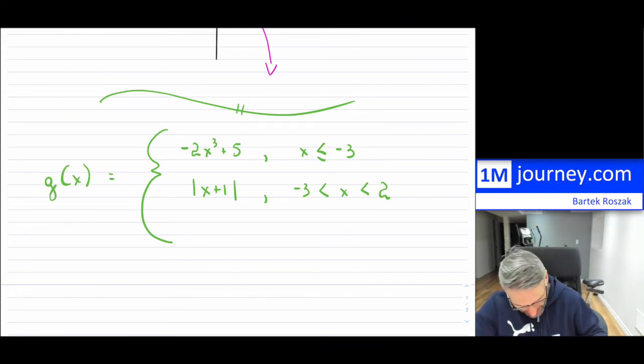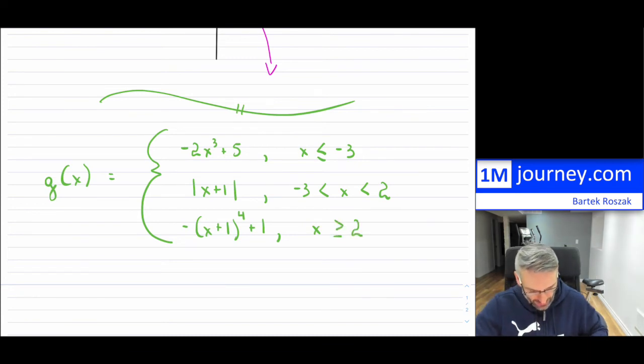Now my third piece, this now goes beyond 2. So let's put this one as negative x plus 1, let's make it to the 4, plus 1. So I'm making it complicated here, and this would be for x greater than or equal to 2. And now notice, I have now defined it.